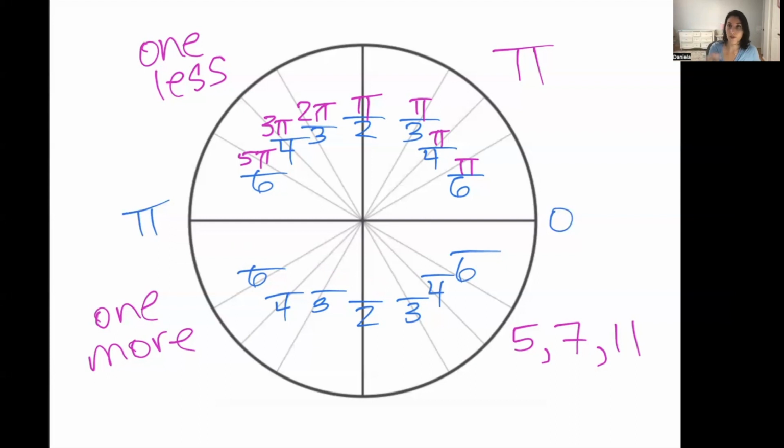And then in the third quadrant is 1 more, right? So 1 more than 6 is 7, 1 more than 4 is 5, 1 more than 3 is 4, and then same thing as this quadrantal angle, 1 more than 2 is 3, right? So that 270 degree or 3 pi over 2. And then last but not least, 5, 7, 11. So this would be 5 pi, 7 pi, and 11 pi. So those are the ways that I remember the radians going around the circle.